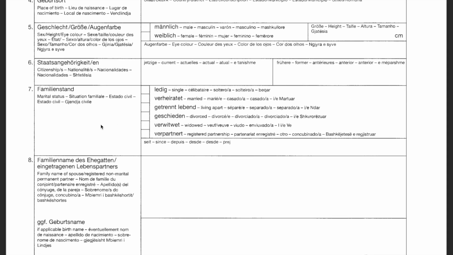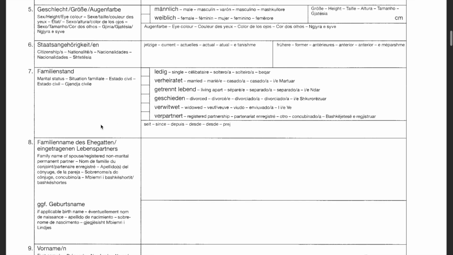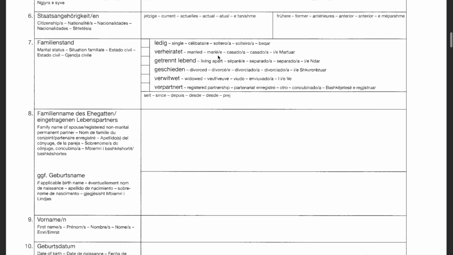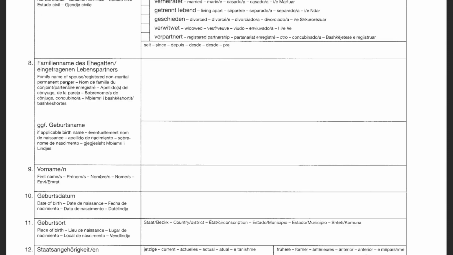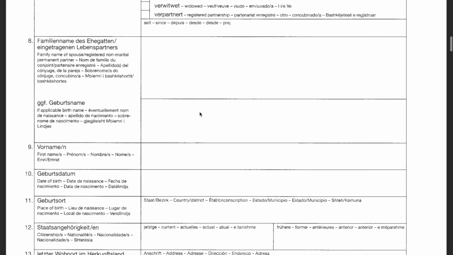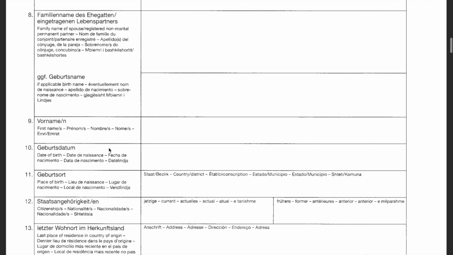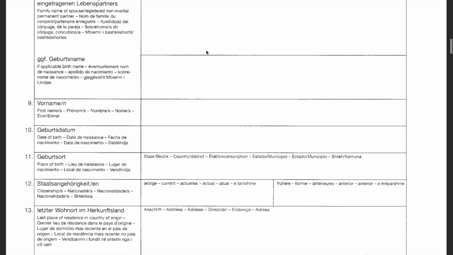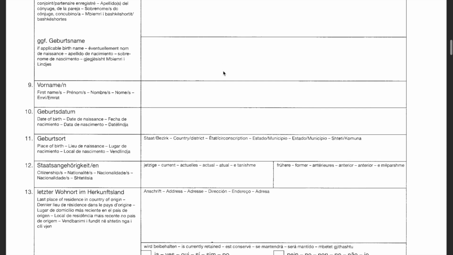Then they are asking for your marital status. Are you single, married, living apart, divorced, widowed? Whatever is applicable, you can mark it here. If you are married or divorced, you can mention since when, the date, over here. Next they are asking for the spouse details. Here you can mention the family name, that is the last name of your spouse, then the birth name if it is different, then the first name and the date of birth, all the same personal details of your spouse that you filled in above about yourself.